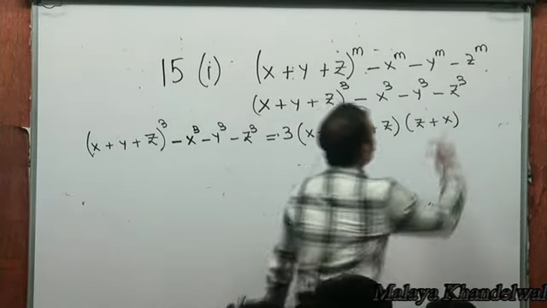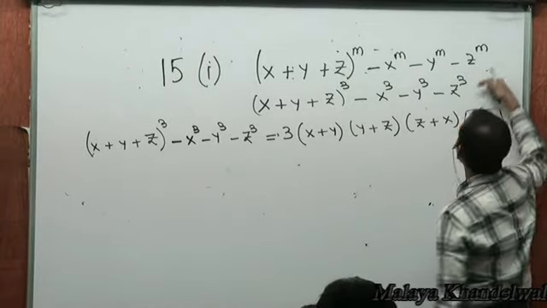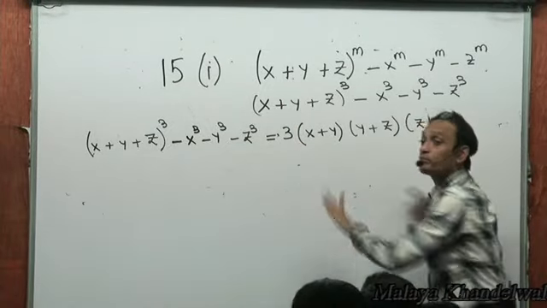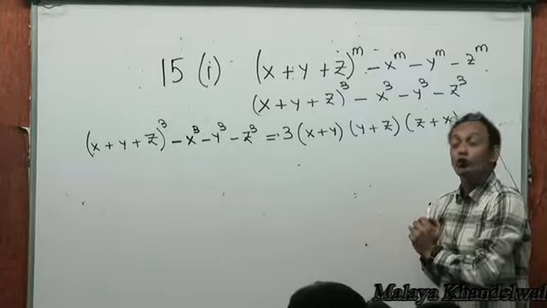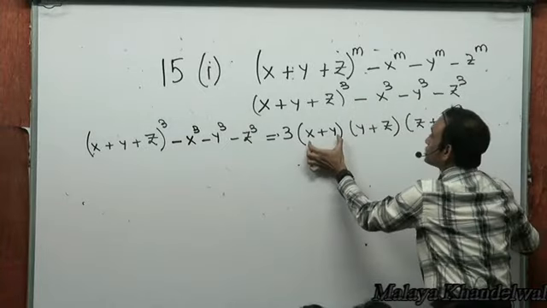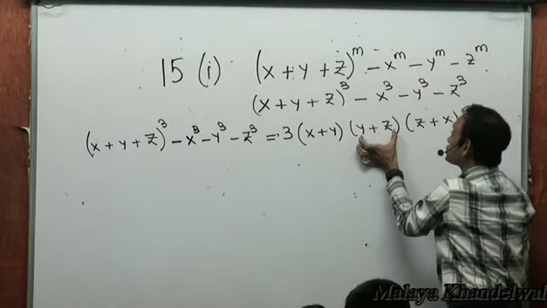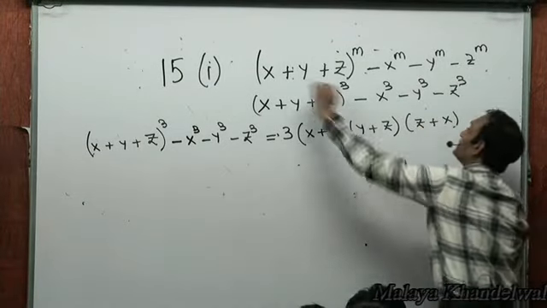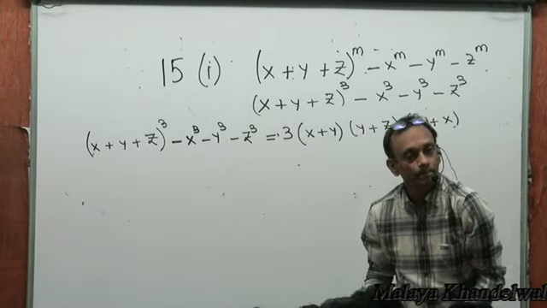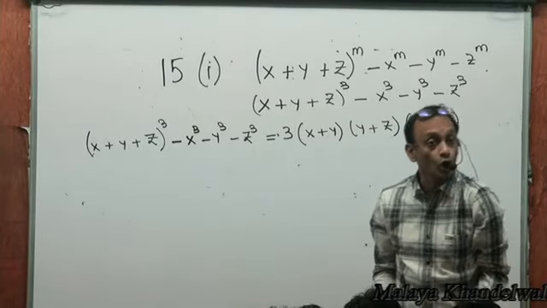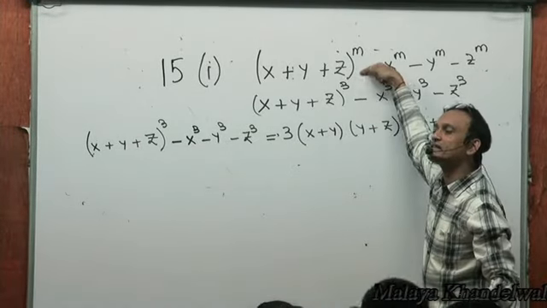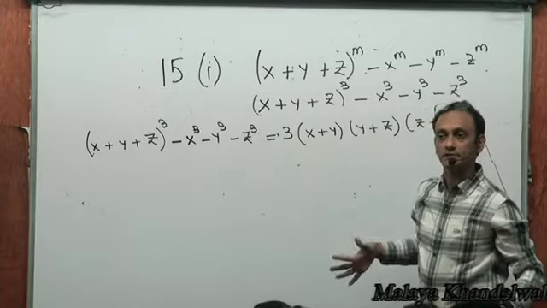Now, if I have to show that this is divisible by this, that means I have to show that this is divisible by this. If I can show that, then the problem is solved. Right? That means if I can show that x plus y is a factor of this, if I can show that y plus z is a factor of this, if I can show that z plus x is a factor of this, then divisibility occurs. What do you say? If m is odd, for m equal to an odd number, I want to show that, say, x plus y is a factor of this. Similarly, y plus z is a factor of this. Similarly, z plus x is a factor of this.